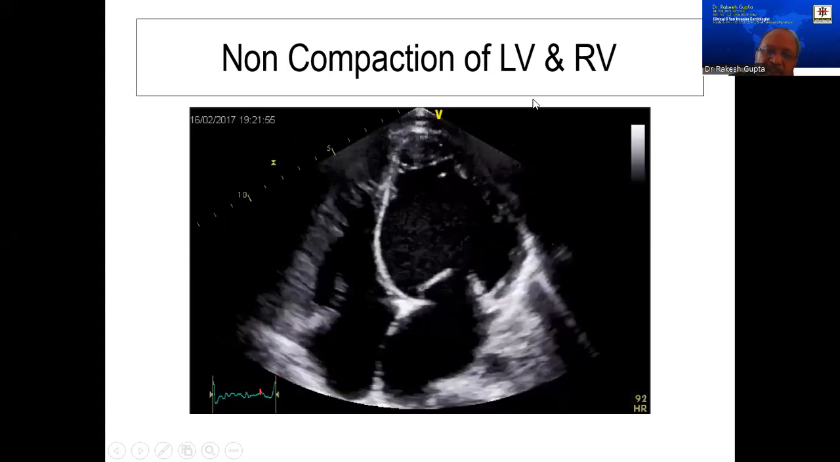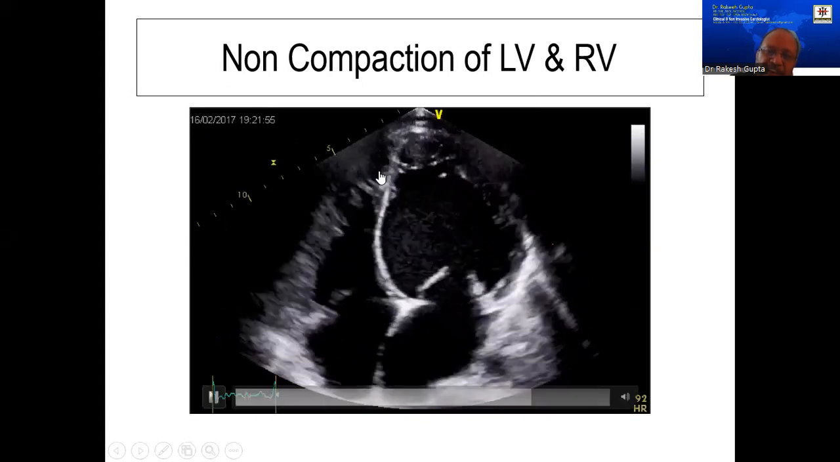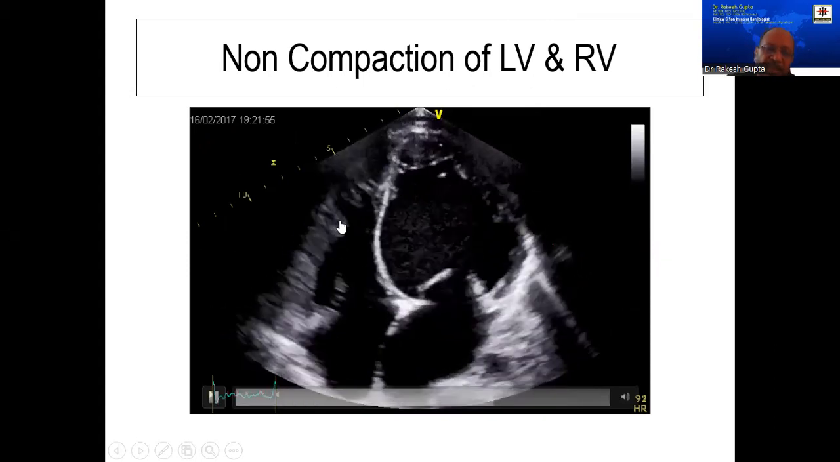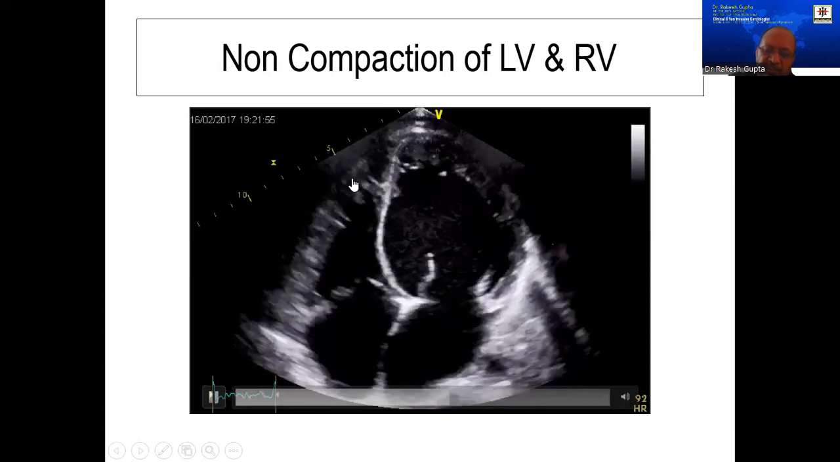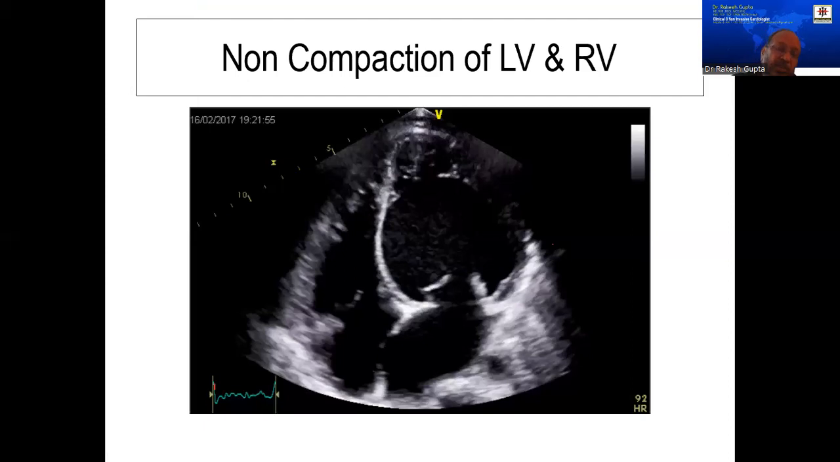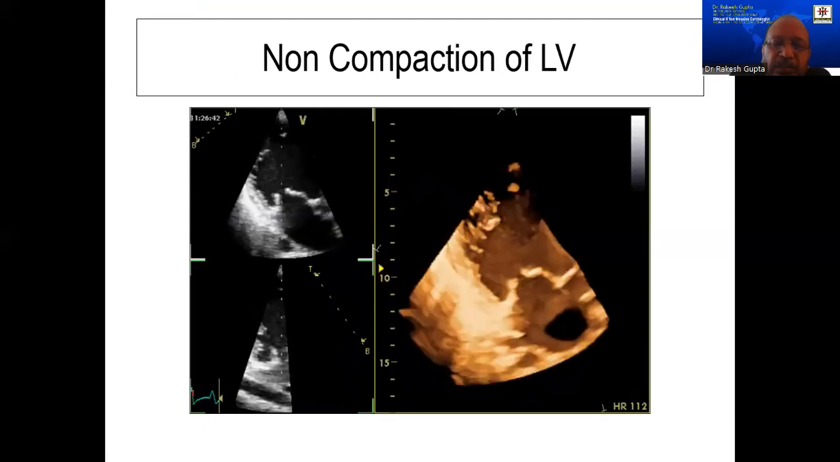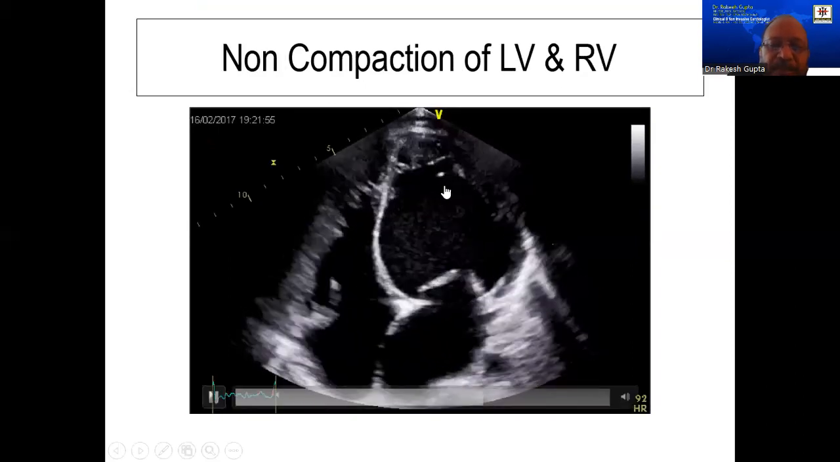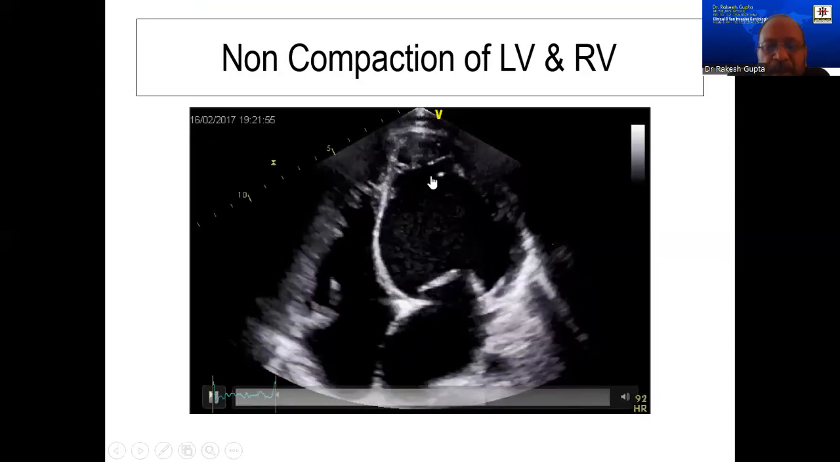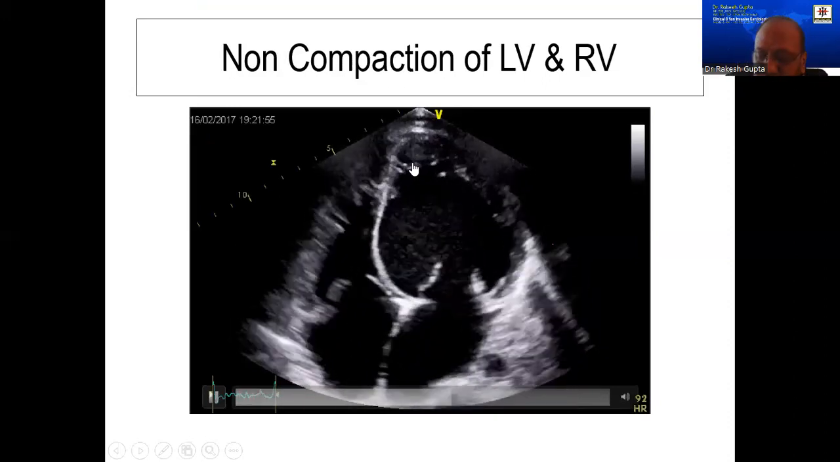This non-compaction could involve the LV as well as the RV. Now you can see this non-compaction in the RV apart from the LV. And here are the multiple sieves which are seen in the RV in this subset of populations. So that is a variety which often gets confused with hypertrophic cardiomyopathy. But this is not hypertrophic cardiomyopathy. It's a variety of dilated cardiomyopathy where the LV is dilated. But the apical segment, which appears to be hypertrophic, has this sieve-like pattern, which we call non-compaction of LV.